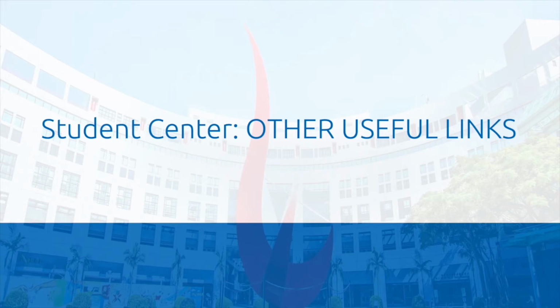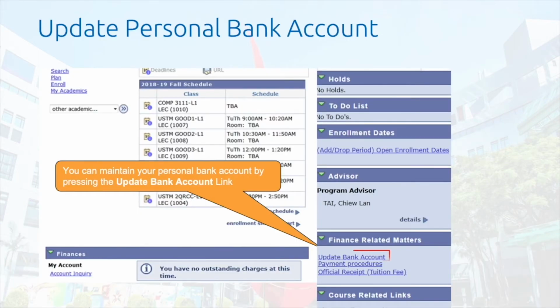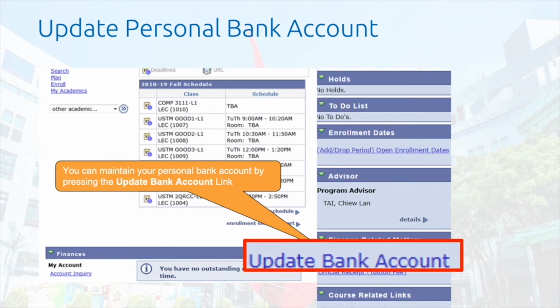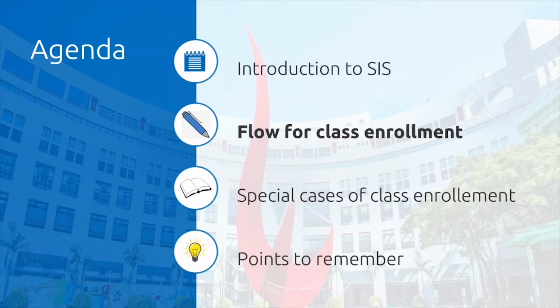Other than that, there are some useful links inside the system. For example, students can maintain their personal bank accounts by pressing the Update Bank Accounts located in the right-hand side of the main page of Student Center. Up to this moment, I'm sure that most of you have a brief understanding of how the SIS works. So now I'm going to introduce the flow for the class enrollment, which most of you are concerned about.